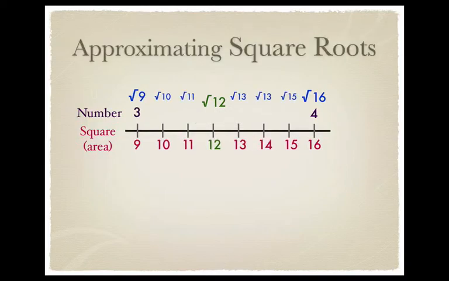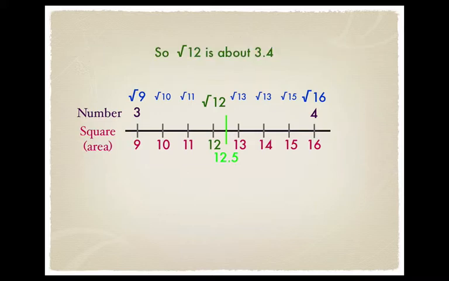Let's zoom in a little bit. If we zoom in, we see that 12 is just a little bit less than halfway between 9 and 16. In fact, halfway between 9 and 16 is 12 and a half. So if we're looking at approximating the square root of 12, it has to be a little bit less than halfway between 3 and 4. So I'm going to estimate my square root of 12 to be about 3.4. Now if I want to check that, I would take 3.4 squared, and 3.4 squared is 11.56. That's pretty close to 12. I think I did a pretty decent job of estimating.